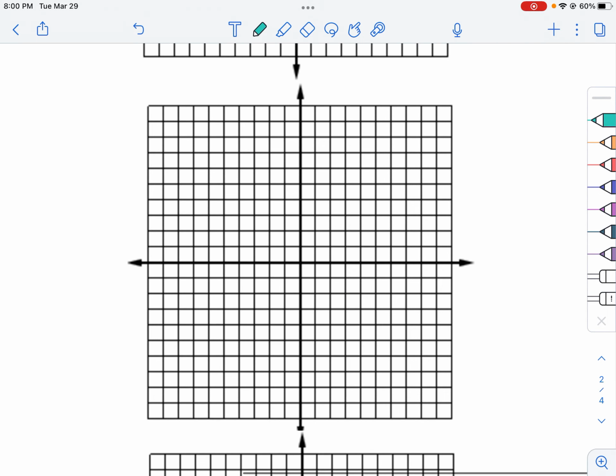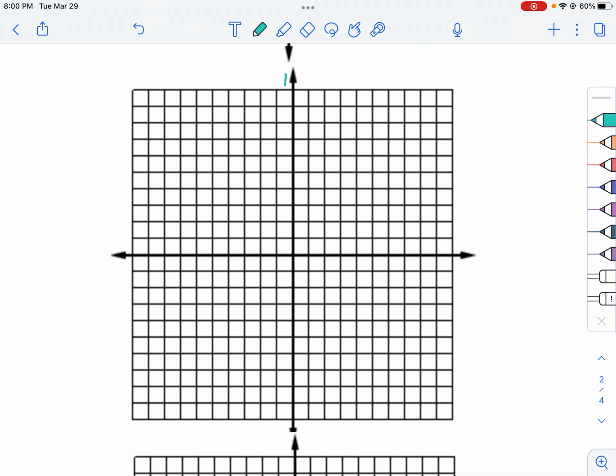So we come over here and we graph that. x equals -1/2 is a vertical line right at -1/2, and it's dashed because it's an asymptote. So it should look just like that.